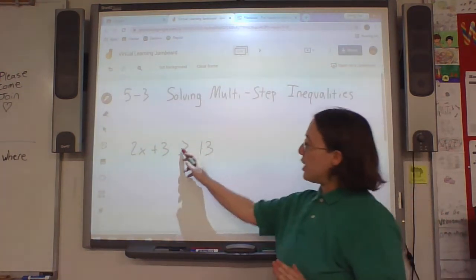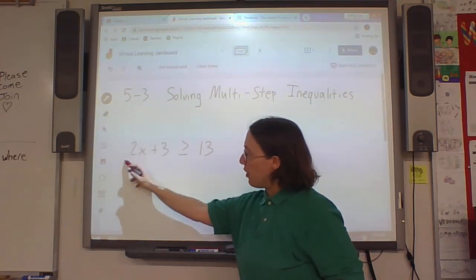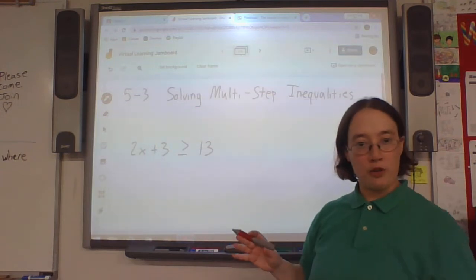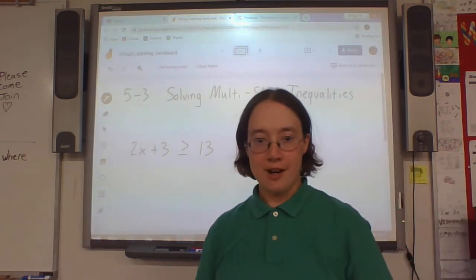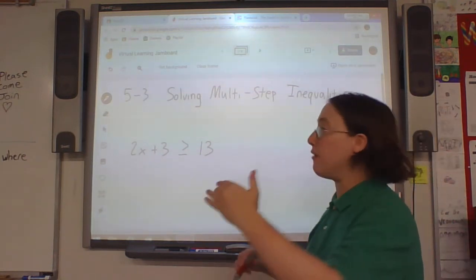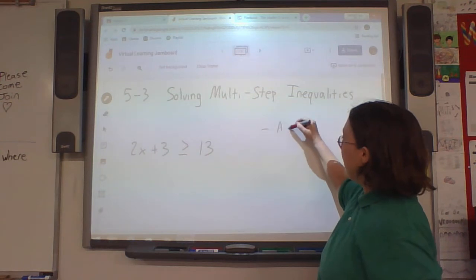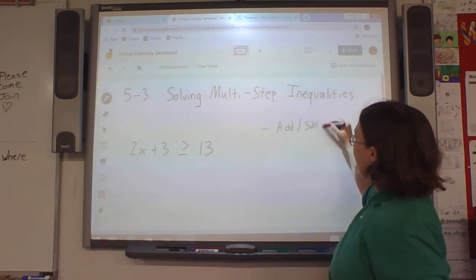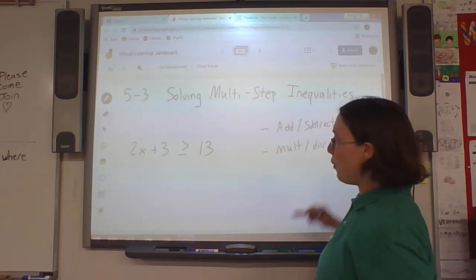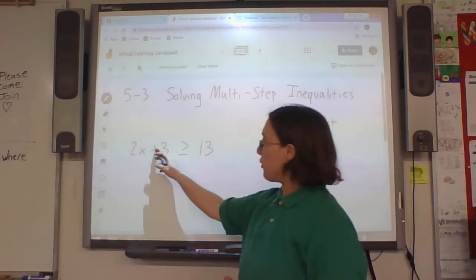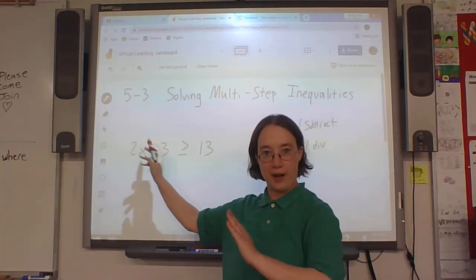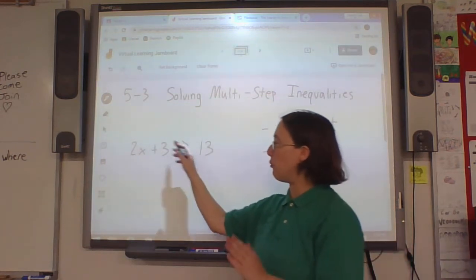So if we want to solve 2x plus 3 is greater than or equal to 13, if that were an equal sign and we have more than one step, remember we want to get rid of adding or subtracting before multiplying or dividing. So this plus 3 is going away before that multiplying by 2. Adding and subtracting first, then multiplying or dividing.